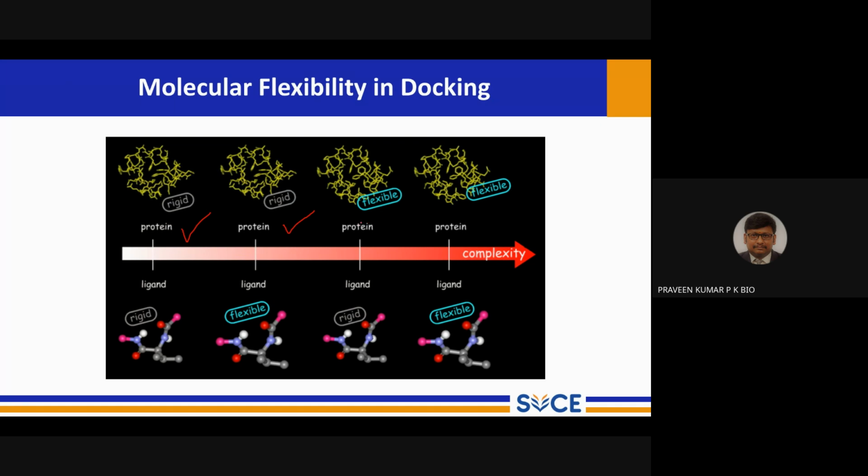This is possible. This is not possible. The only docking which is not possible is rigid ligand, flexible protein. For this alone, we don't have any softwares at present. Even most of the commercial softwares use flexible ligand and flexible protein docking. So up to present, we don't have this docking alone.